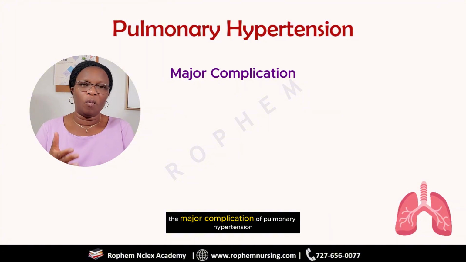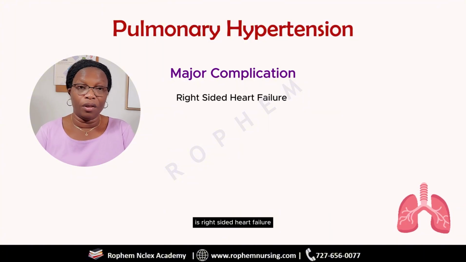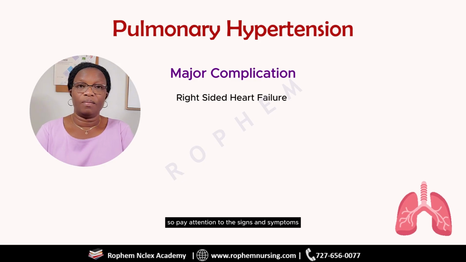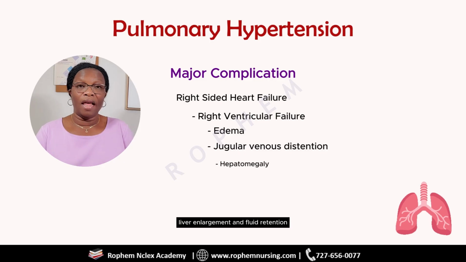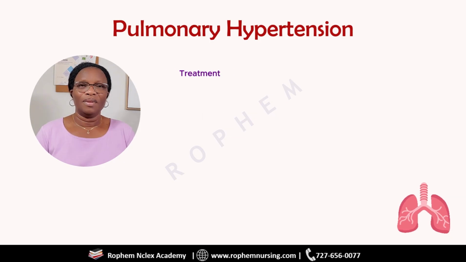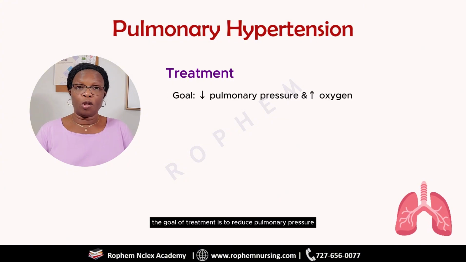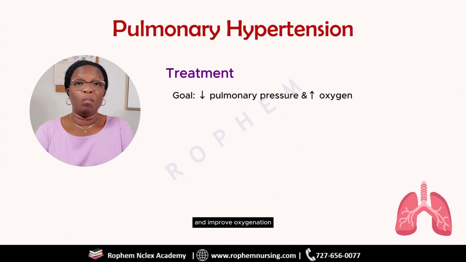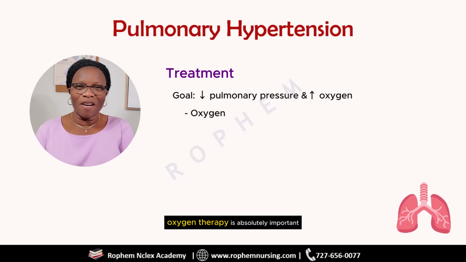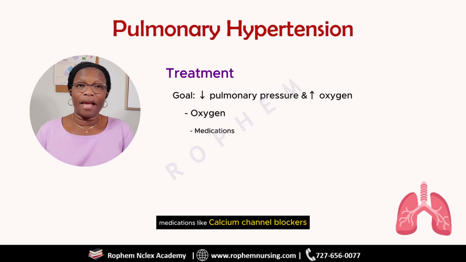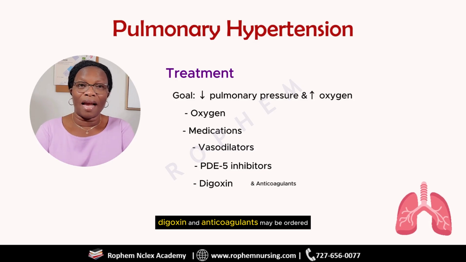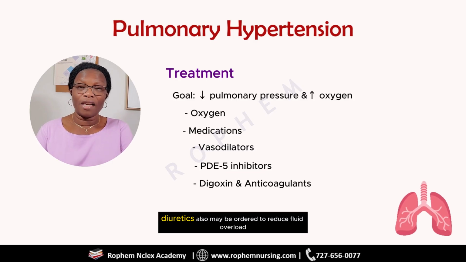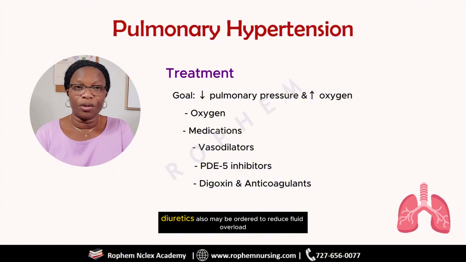The major complication of pulmonary hypertension is right-sided heart failure, so pay attention to the signs and symptoms. When the right ventricle fails, blood backs up into the systemic circulation. Watch for edema, jugular vein distension, liver enlargement, and fluid retention. Let's talk about the treatment. The goal of treatment is to reduce pulmonary pressure and improve oxygenation. Oxygen therapy is absolutely important. Medications like calcium channel blockers, PDE5 inhibitors, digoxin, and anticoagulants may be ordered. Diuretics also may be ordered to reduce fluid overload.